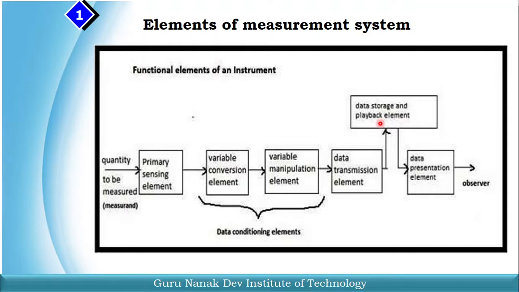The last block is the data presentation element. The data presentation element converts the data into some presentable form. Suppose the data is some video. How will you see the video? It needs to be converted into a suitable form and the feed is given to the television or monitor, and then you will see the video. Likewise, if there is some audio, you need to convert the data into a suitable form and then that data is presented to the observer. So these are the basic elements of a measurement system.